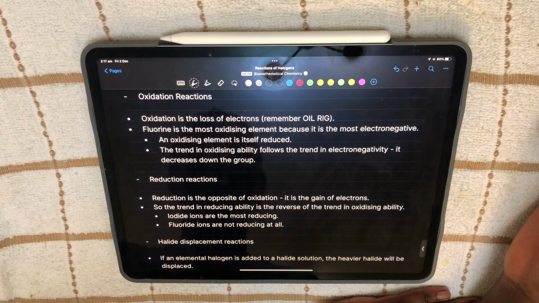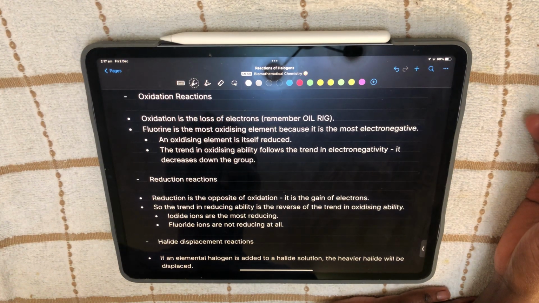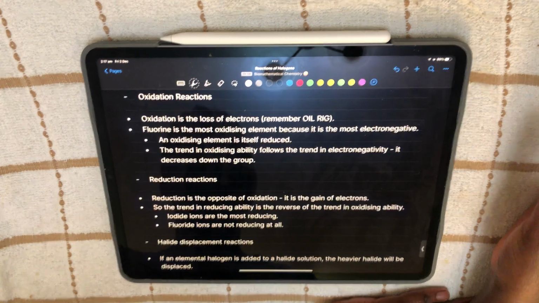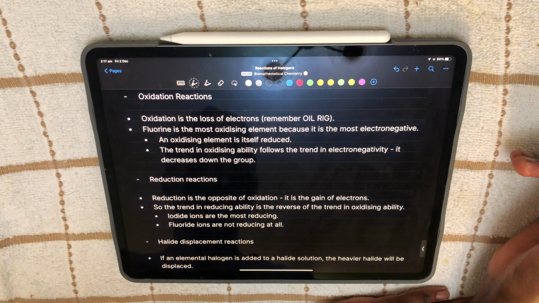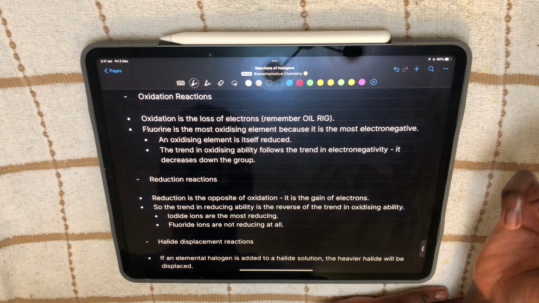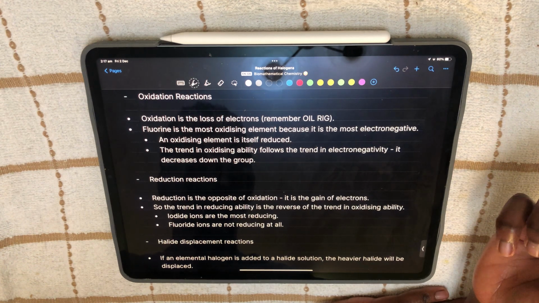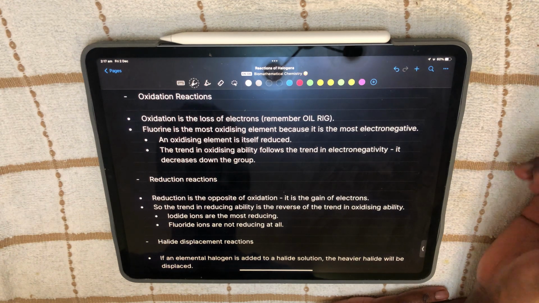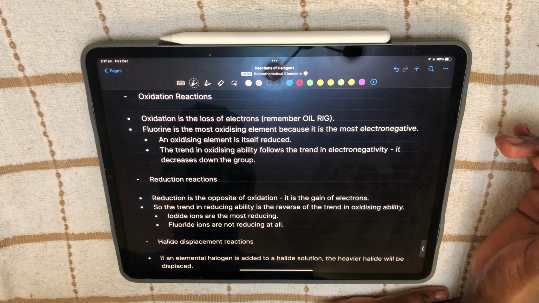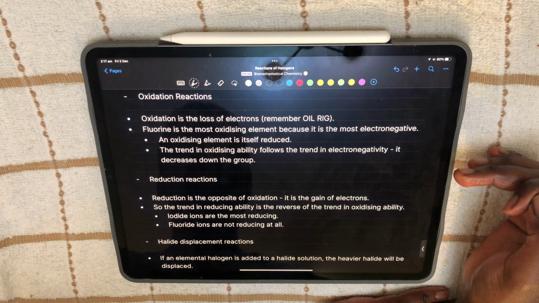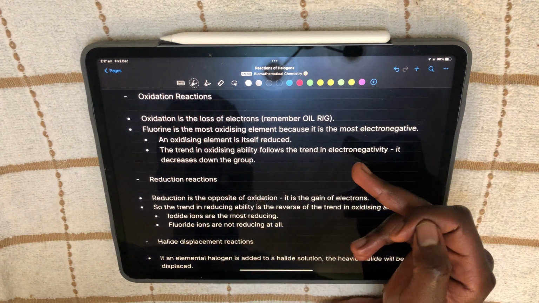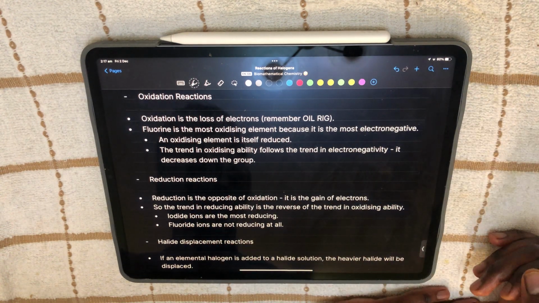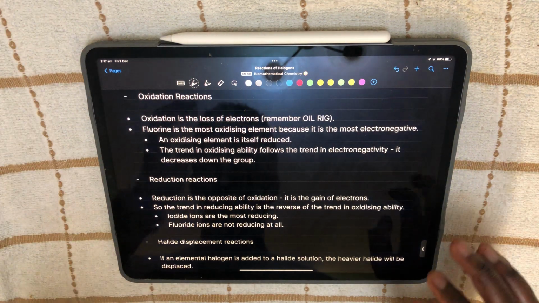Remember the definition of electronegativity is the ability of an atom to attract a lone pair of electrons in a covalent bond, and that's what it's able to do, and it's the best at doing that. So if it's able to attract electrons, it's very good at being reduced, and it's good at oxidizing other compounds. And the trend in oxidizing ability follows the trend in electronegativity. It decreases down the group. So like the trend in electronegativity, it's the same trend for the oxidizing ability. They go hand in hand.